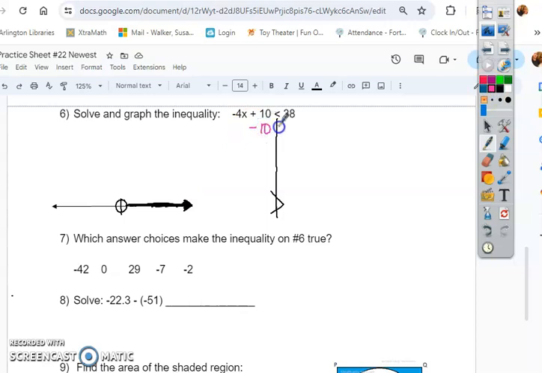Minus 10, minus 10. Y'all are good at that first step, most of you. Negative 4x is less than, we're going to put 28. Okay, this means times negative 4. So we will divide by negative 4. Most of you remember now, you're doing so much better, that this part is a triangle.